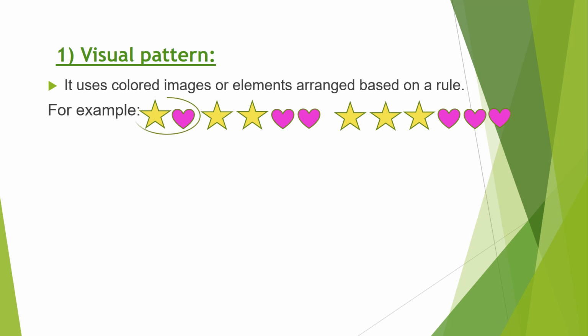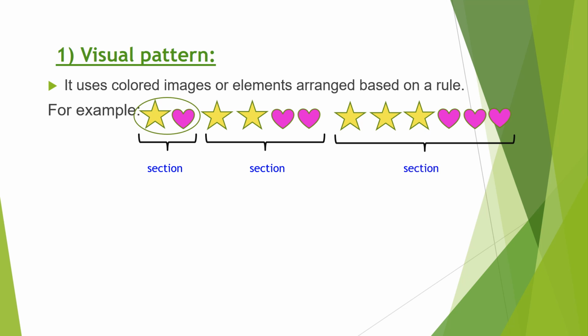And don't forget, here we have a group repeated each time, which is called a section, and this is section 1: star, heart. When our pattern is getting larger, section number 2 became 2 stars, 2 hearts, and section number 3 became 3 stars, 3 hearts.